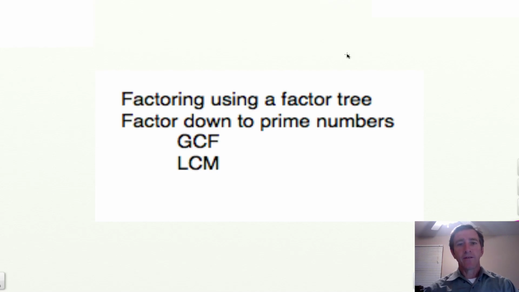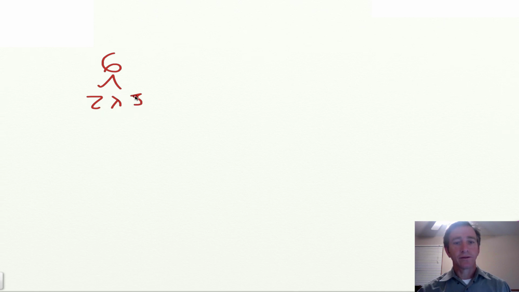Today we're going to be talking about factoring using a factor tree. We'll factor down to prime numbers, we'll find the greatest common factor and the least common multiple. Okay, we'll start by factoring the number 6. We'll factor it down to its two prime number factors, 2 times 3.